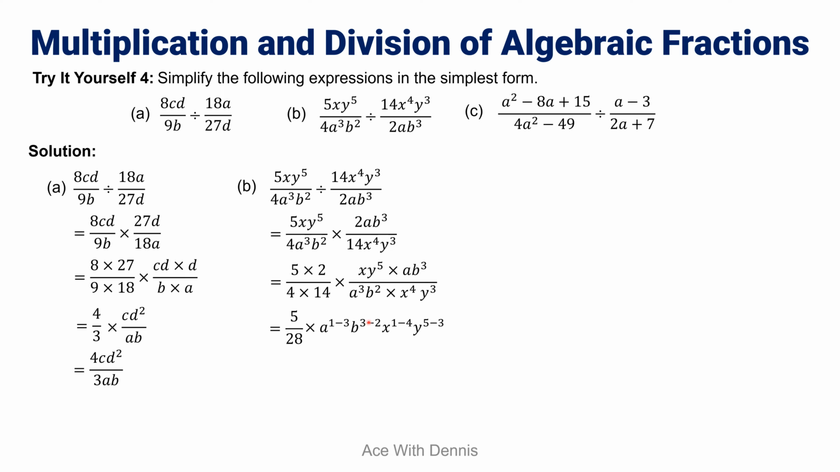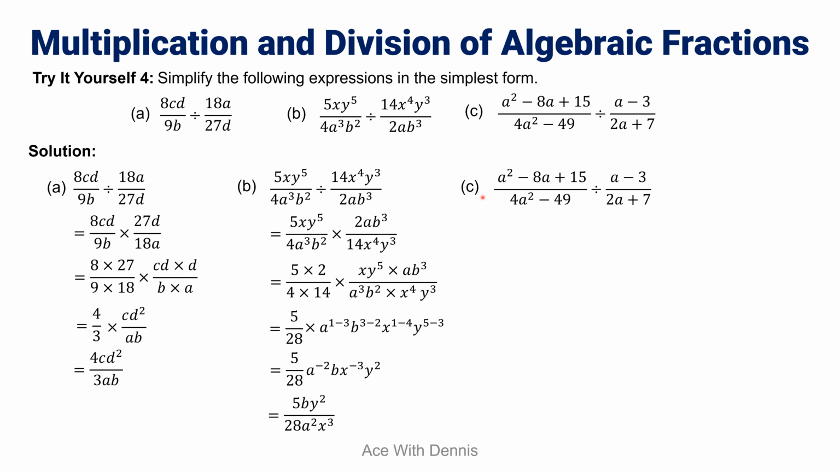Then move on to the x. X power 1 divided by x power 4, so it's 1 minus 4, the power. For y power 5 divided by y cubed, it's 5 minus 3. Then we calculate the powers here. This is what we get. And we have to leave our answer as positive indices, so we combine these two together. We'll have 5y squared over 28a squared x cubed. So this is our answer for B.